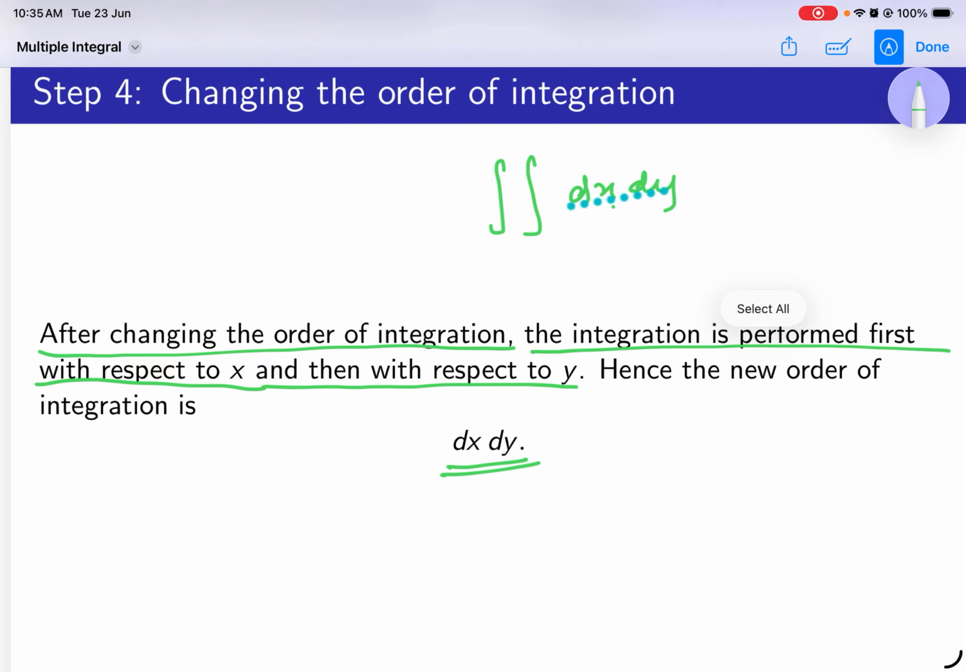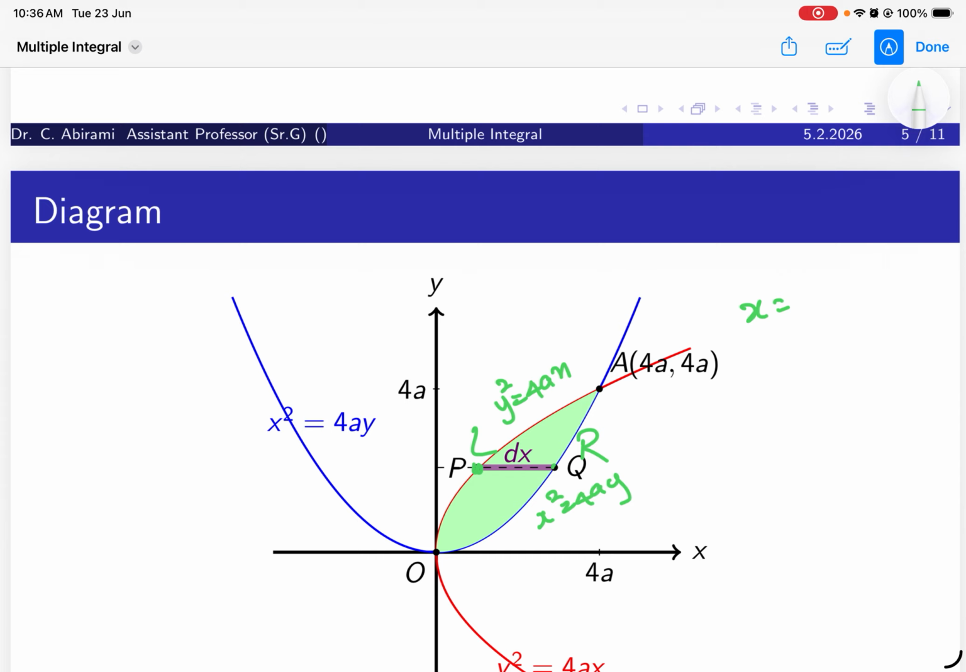One end of the strip falls on the parabola y squared is equal to 4ax. The other end falls on the parabola x squared is equal to 4ay. In that you can express x in terms of y. So x is equal to y squared by 4a, and from this, x is equal to 2 times square root of ay. Then you have to move the strip from bottom to top. What is your bottom? This is the equation of the x-axis, y is equal to 0. What about your top? y is equal to 4a. So 0 to 4a. When you move the strip from bottom to top throughout the region, you will get the whole area.